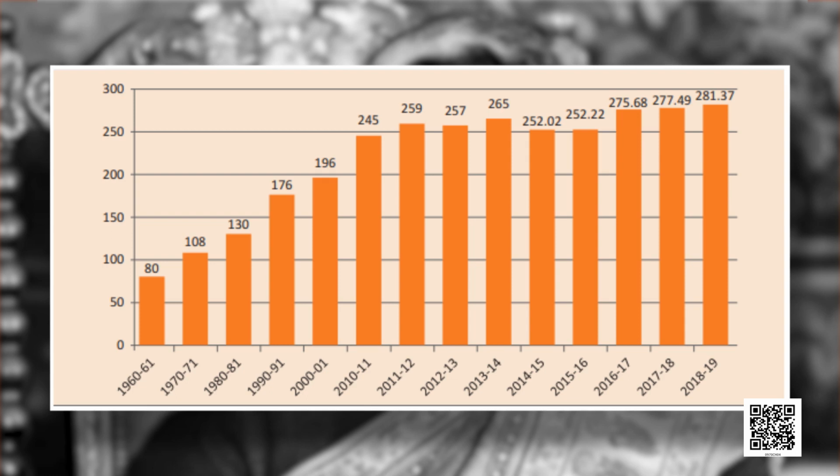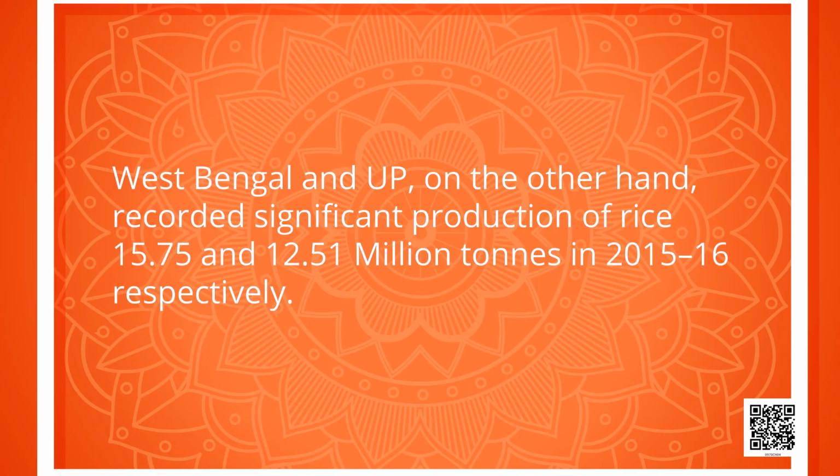Uttar Pradesh and Madhya Pradesh recorded a significant production in the field of wheat, which was 26.87 and 17.69 million tons in 2015-16 respectively. West Bengal and UP, on the other hand, recorded significant production of rice, 15.75 and 12.51 million tons in 2015-16 respectively.